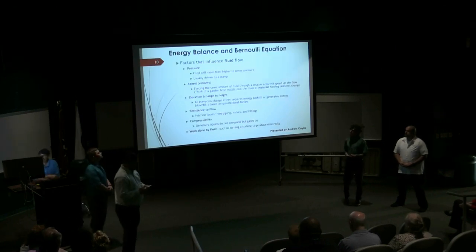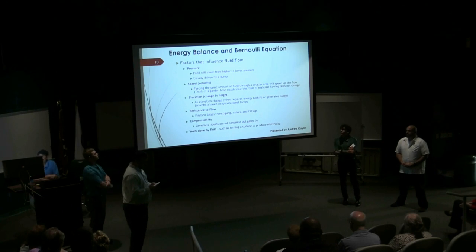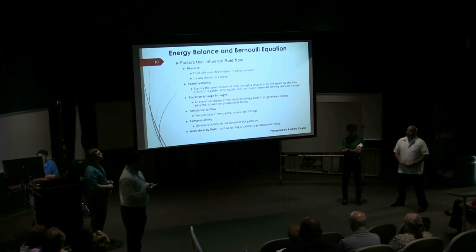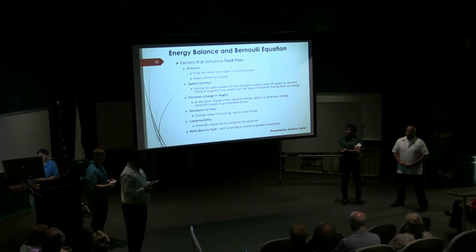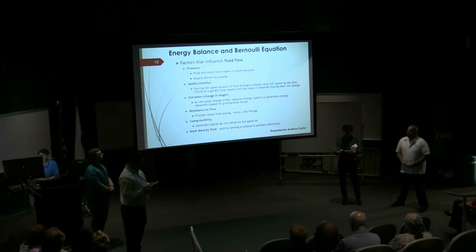Here we're going to talk about the energy balance of Bernoulli's equation. Here we're looking at the big picture of fluid flow in piping systems. Factors like elevation changes, friction resistance, compressibility, work done by or on the fluid all affect fluid flow. We use something called the Bernoulli equation to account for all these energy factors in one energy balance.